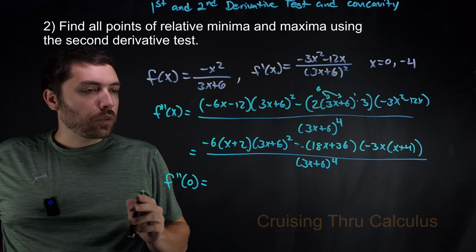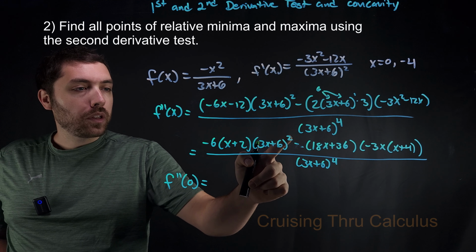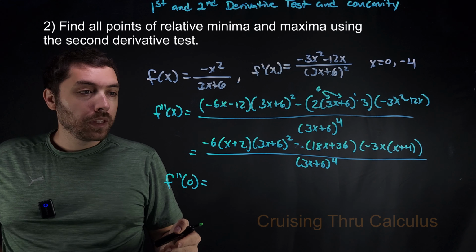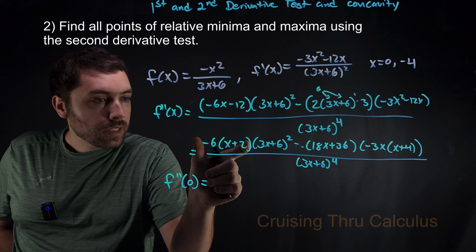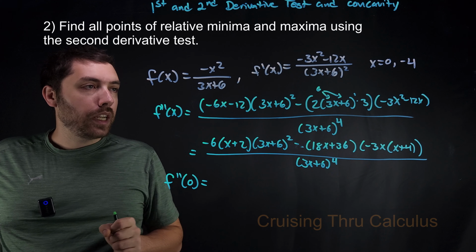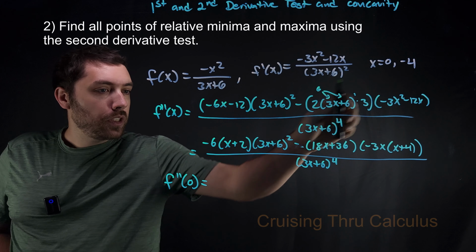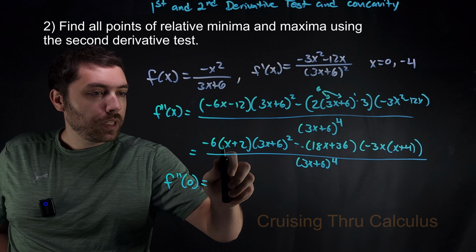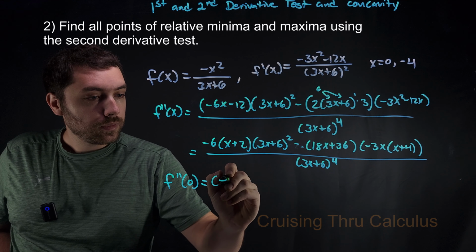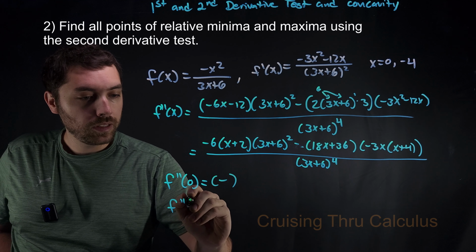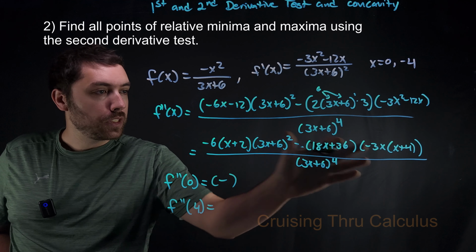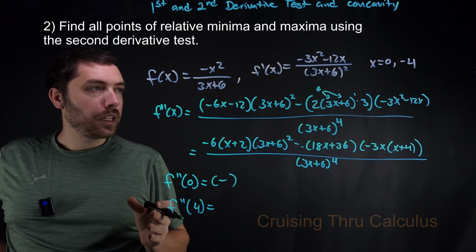Here's another thing I don't have to worry about. 3x plus 6 squared. That's always positive. So all I have to worry about is this little piece right here, negative 6 times x plus 2. So if I take 0 and plug it in here, I'm going to get a negative answer. Can you believe how crazy this looks at first and yet how nice that ended up?